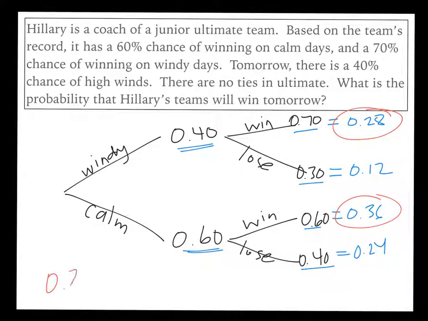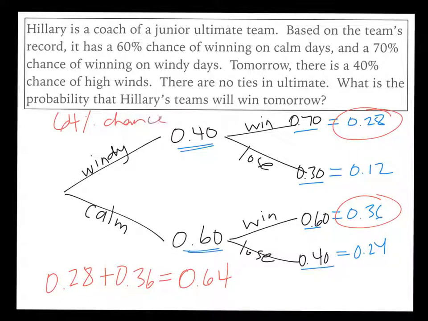So 0.28 and 0.36 add up to 0.64. So if I was answering this question, I would say it's a 64% chance of winning. So it looks good for her. It's a little higher than 60, because 60 is just her chances if it's calm. So it's a little higher than that because we think there's a decent chance of wind, but it's not super close to 70 because the wind is only 40% likely. That's kind of the logic here.